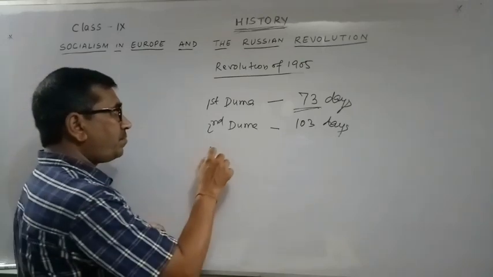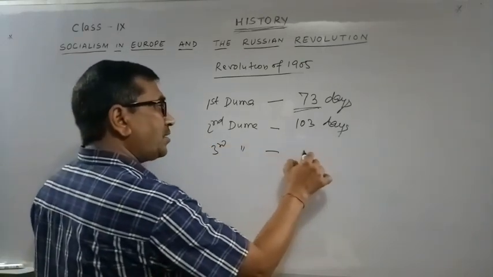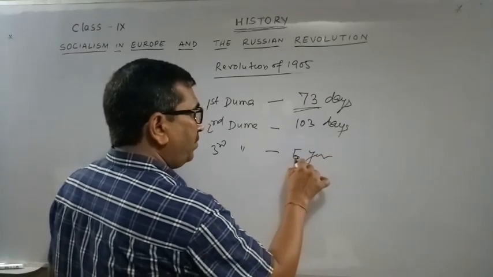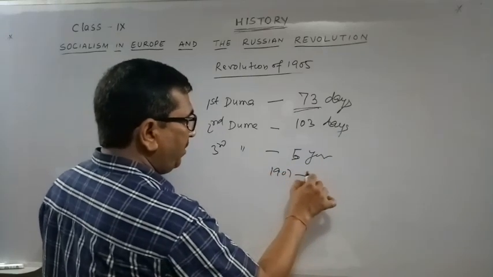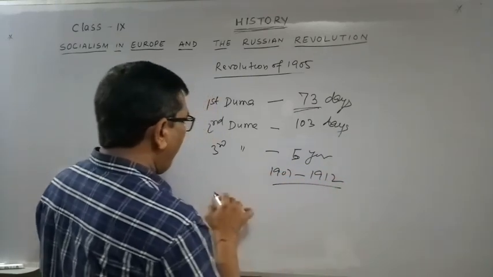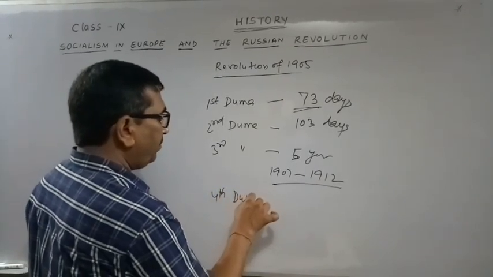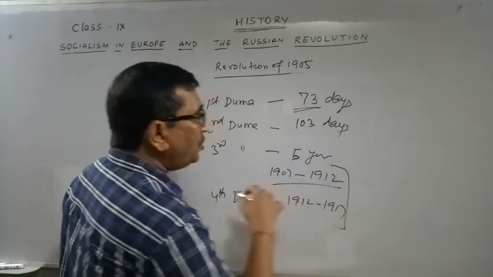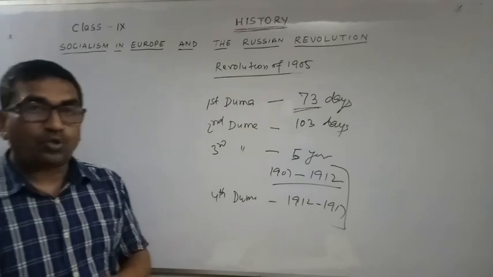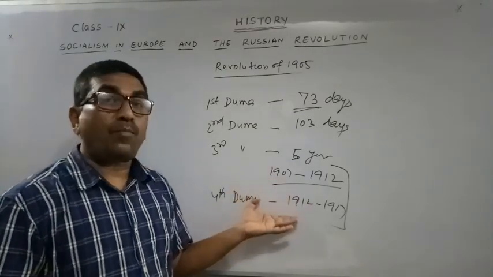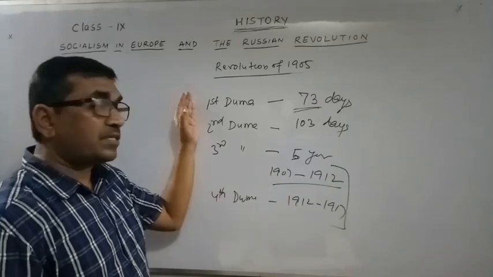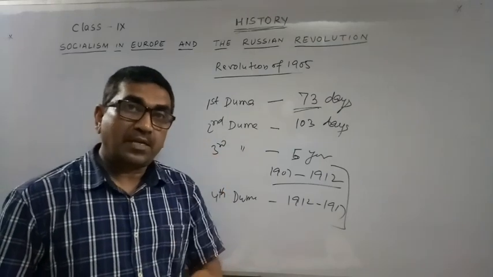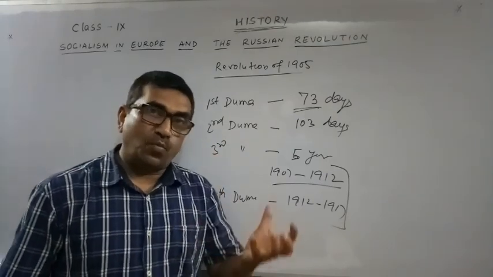The third Duma was appointed. It lasted for 5 years, from 1907 to 1912, and the fourth Duma from 1912 to 1917. These two Dumas, the third and the fourth, lasted because they were more conservative. But the first and second Dumas were frequently dissolved because the number of conservatives was less and the liberals and radicals were more.